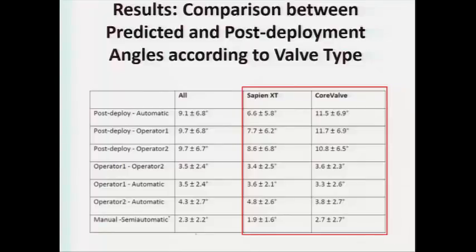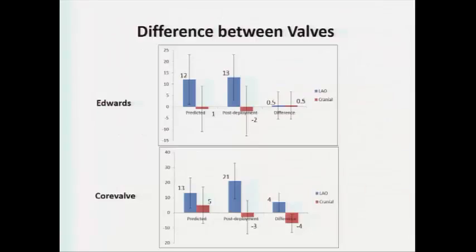Now when we compared Sapiens and CoreValve, interestingly there was a large difference between the two, where the Sapiens seems to be much closer than the CoreValve. And when we analyzed this more deeply, we found the following.